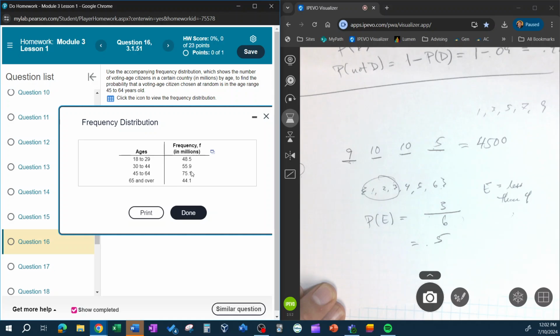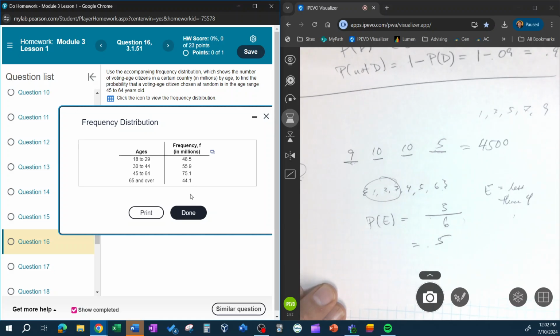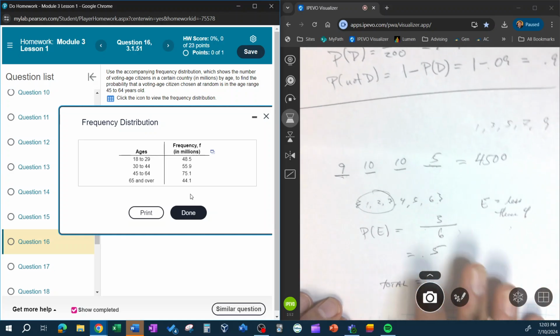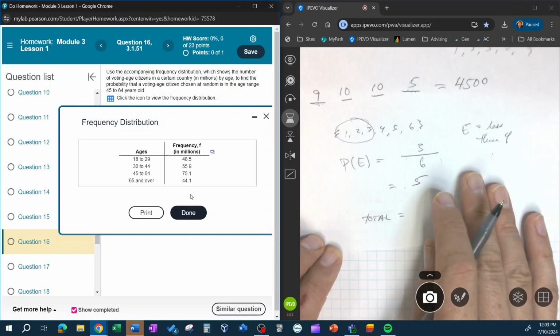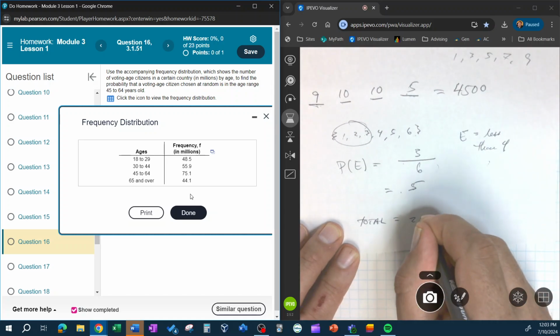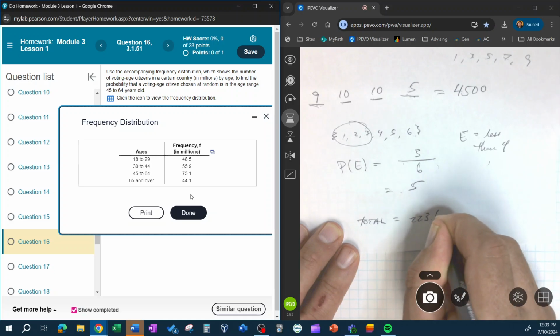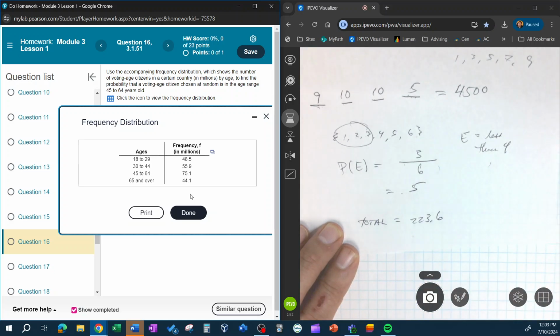The way we do that is we add up all the total here. So let me do that real quick. 48.5, 55.9, 75.1, 44.1. So the total is going to be 223.6 million. That's the total.